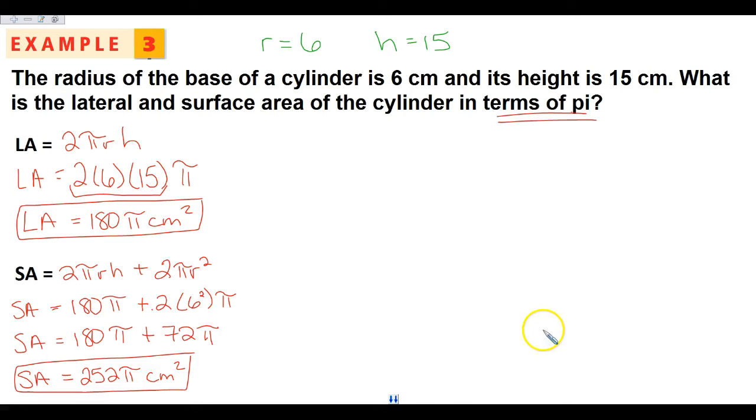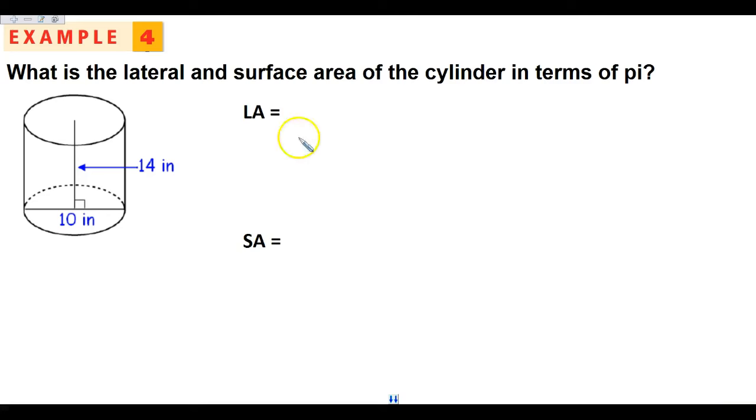All right. Let's look at another one. Same thing. Lateral area is going to be 2 pi rh. And surface area is 2 pi rh plus 2 pi r squared. And again, you need to memorize these formulas because it's not on your reference sheet. Okay, so I know that the height of my cylinder is 14.